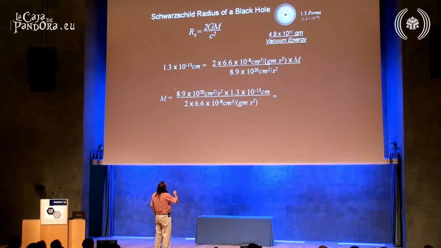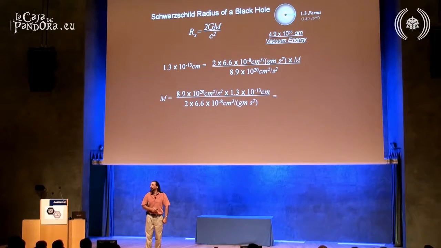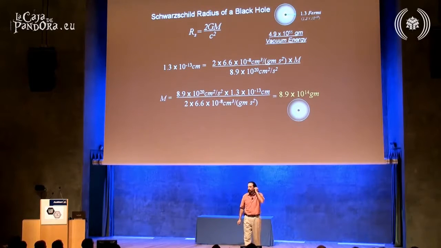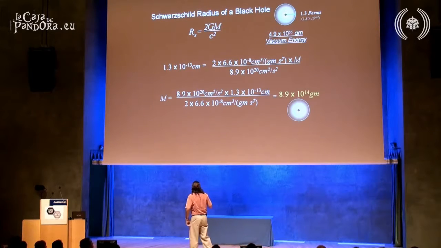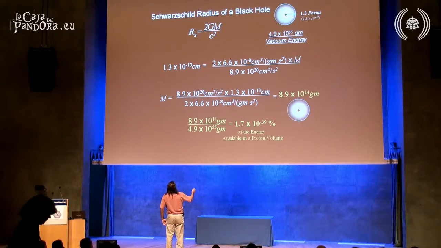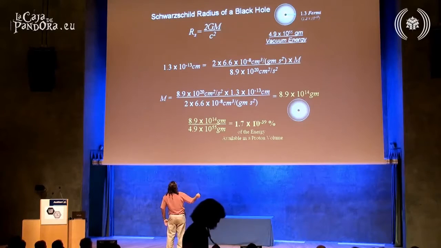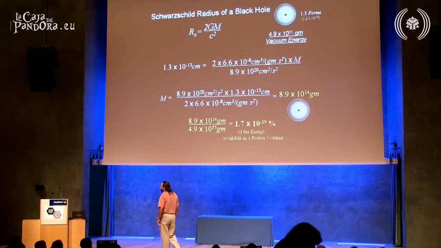So I've got to change the equation around so it equals mass. You all following this? So now I take the speed of light squared and bring it on top, the radius is over here, and I bring the gravitational constant on the bottom, and that will give me the mass. And the answer is 10 to the 14 grams per proton. And now I can calculate how much of the 10 to the 55th grams inside the proton I used to make it a black hole. The percentage is 10 to the minus 39 percent.